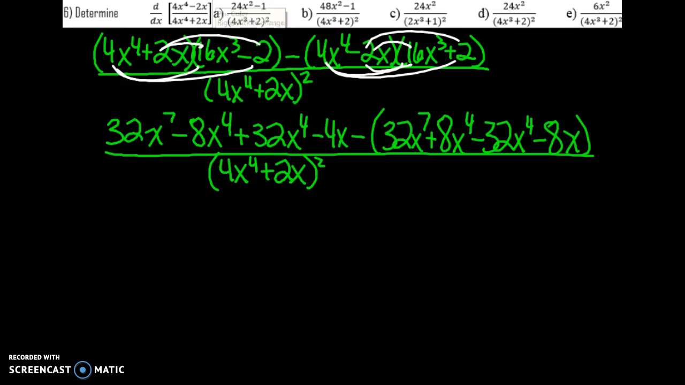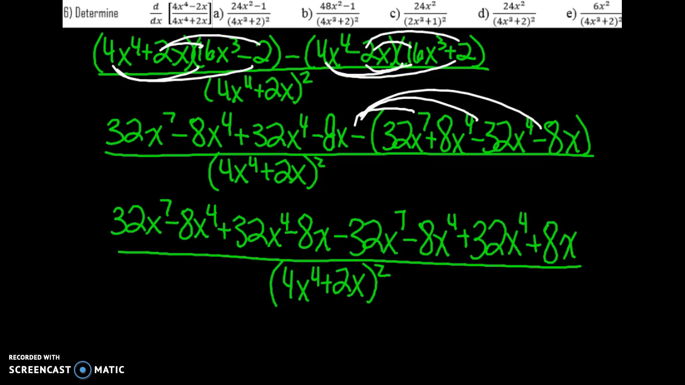And the next step I'm going to do is just distribute, and you should end up with, before I continue, sorry, this is an 8. So distribute the negative, you end up with that. Now, everything cancels out nicely, as you probably already noticed.